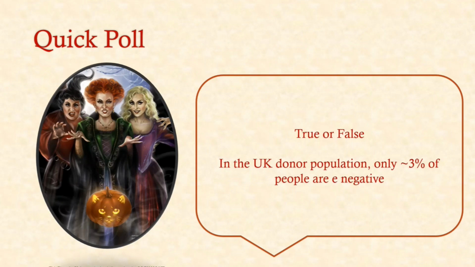See, this makes sense. So we've got another poll coming for you. You can't contain the excitement. So in the UK donor population, only around 3% of people are little e negative. Is that true or false?